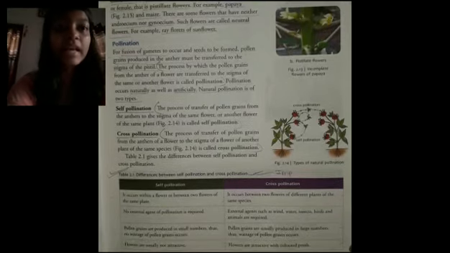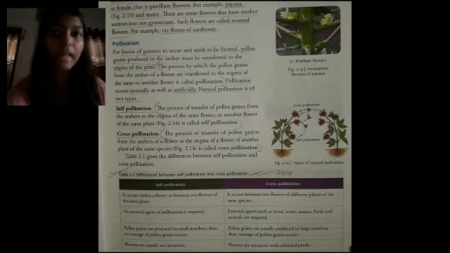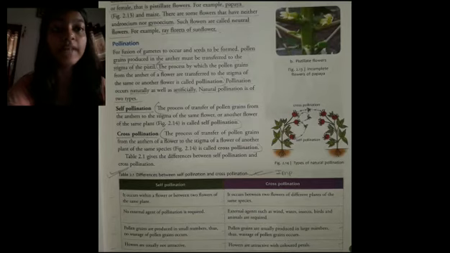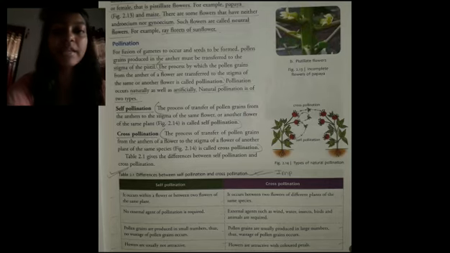Let's see. Self-pollination: the process of transfer of pollen grains from the anthers to the stigma of the same flower or another flower of the same plant is called self-pollination. Okay, now let's come to cross-pollination. It's the reverse of self-pollination. The process of transfer of pollen grains from the anthers of a flower to the stigma of another flower of the same species, of another plant, is called cross-pollination.